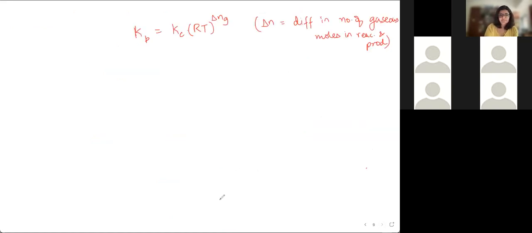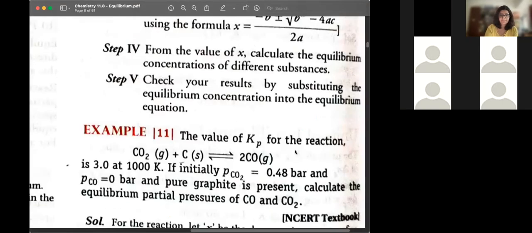Okay, so this is the thing. I'll show you guys a question. Try solving that question. If you guys are able to do it, okay, otherwise we'll discuss. So this is again another type of question on calculating the equilibrium constant. Example 11.